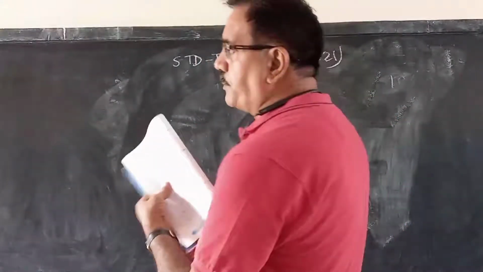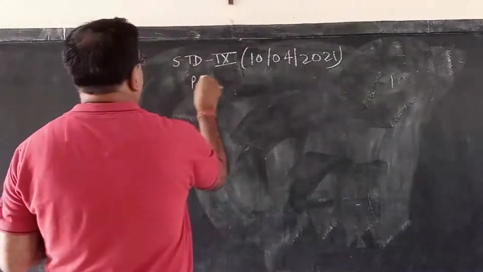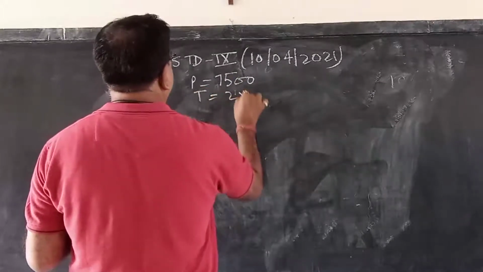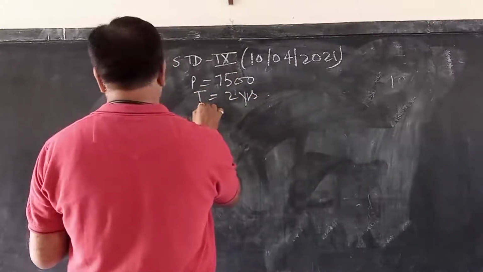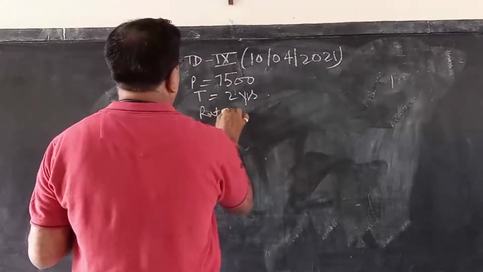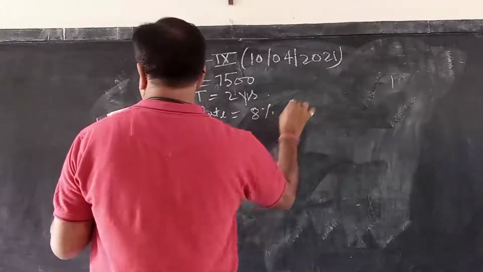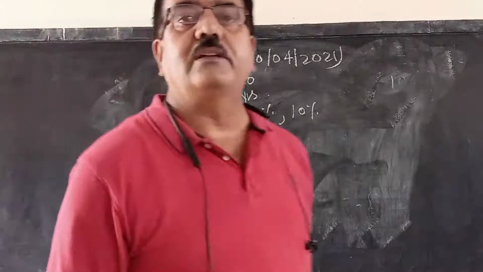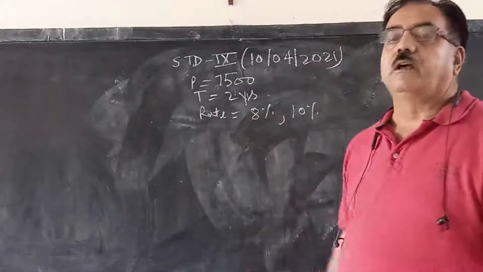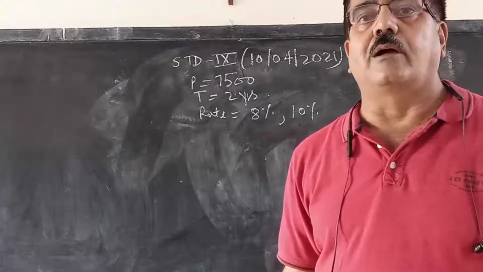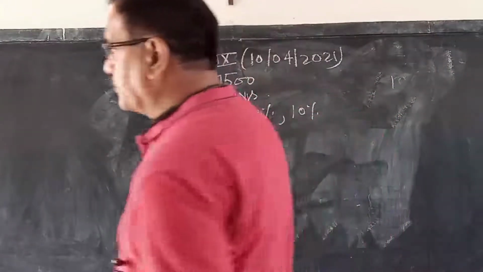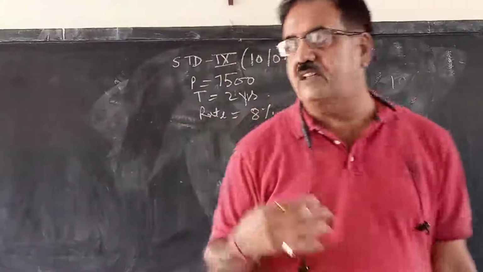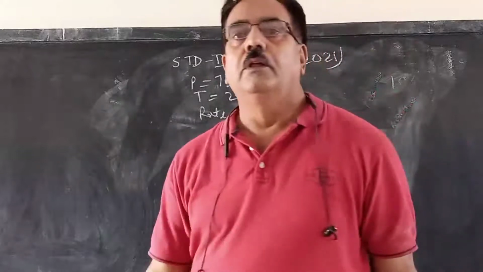First question: principal given, principal 7500, time 2 years, and rate given 8%, 10%. So the first year rate is 8%, and the second year rate is 10%. Then we have to find the amount and compound interest. So we will use the simple interest formula, not the formula of compound interest, which we will use later on.